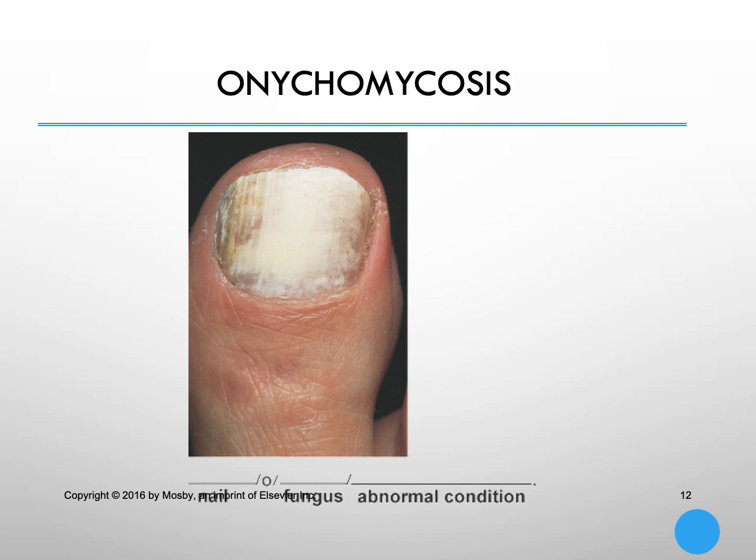Here's an image of onychomycosis, and if we are to fill in these word parts, remember osis means an abnormal condition, onycho means nail, and myc or myco means fungus, abnormal condition of nail fungus.